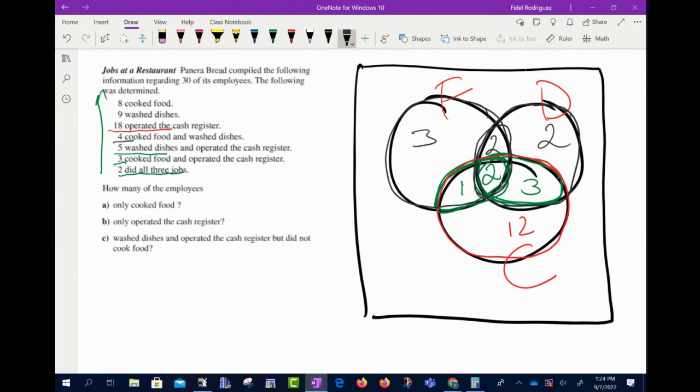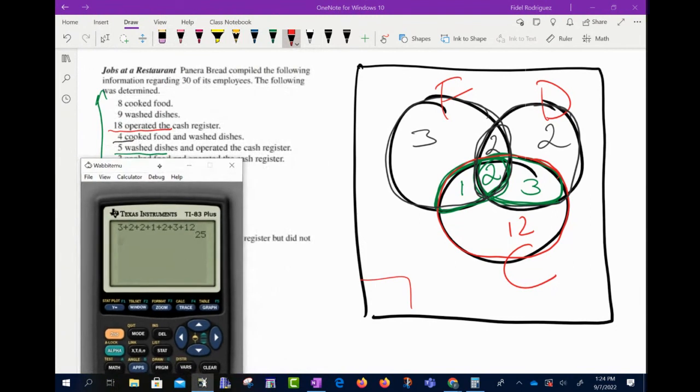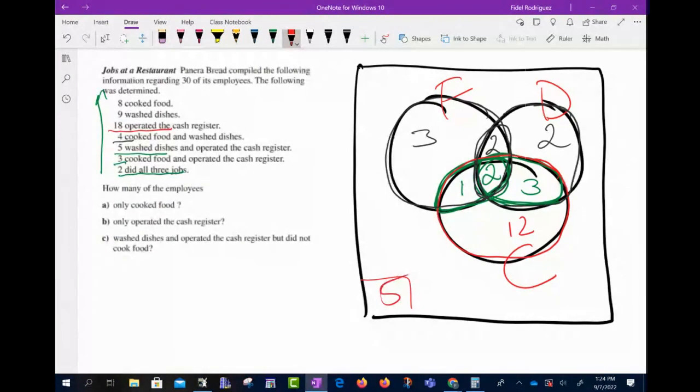Okay, and then we all remember, I'm going to write a number over here in that little corner somewhere because it's going to be outside of those circles, right? So the way I'm going to do that is clear this out. Okay, let's just go 3 plus 2 plus 2 plus 1 plus 2 plus 3 plus 12. That adds up to 25. But how many employees did we have? 30. So that number right there has got to be a 5.